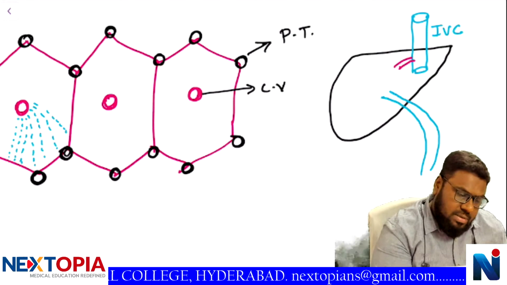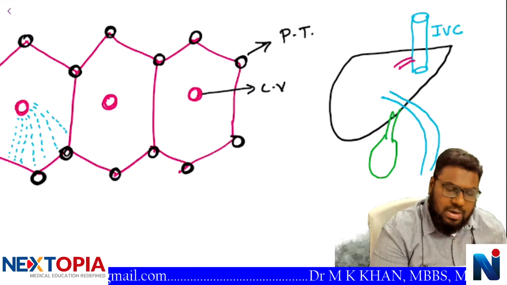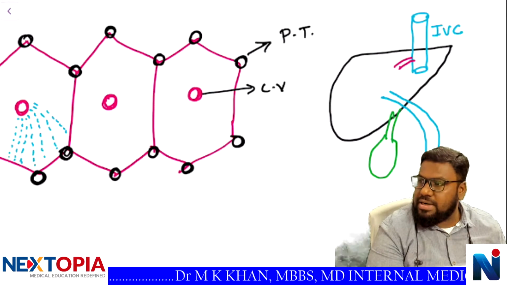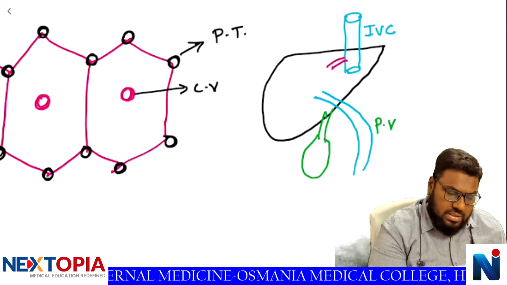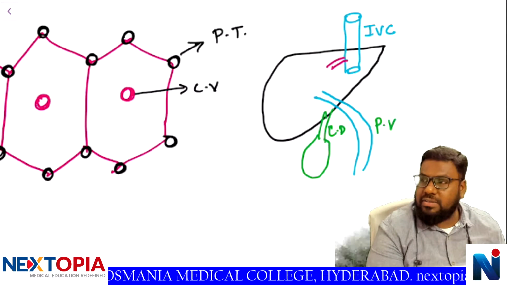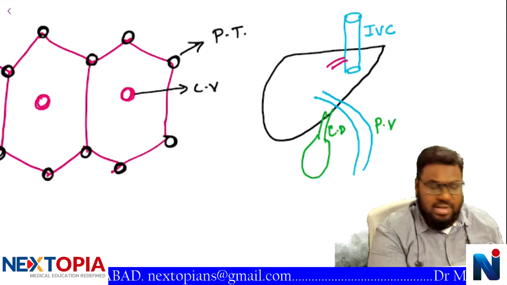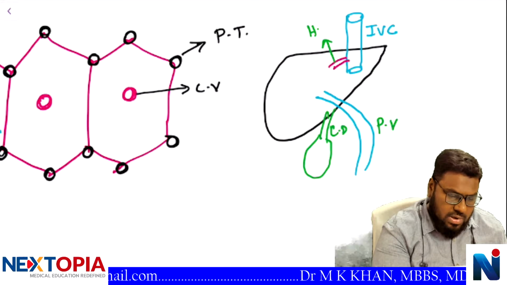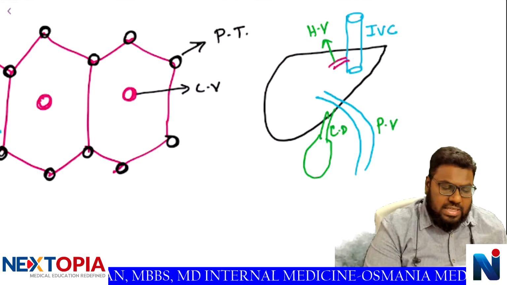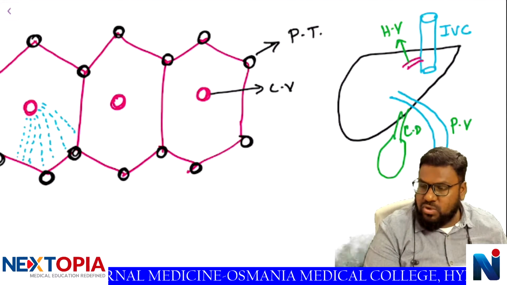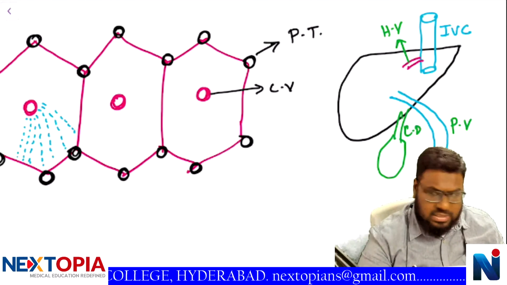All right. Then separately we have got what is known as the cystic duct and the gallbladder. So this is the portal vein. This is the cystic duct or the gallbladder, which divides to form the bile ducts, and this is the hepatic vein, which is draining into the inferior vena cava, right? If you take a cut section of the liver, it is showing like this.